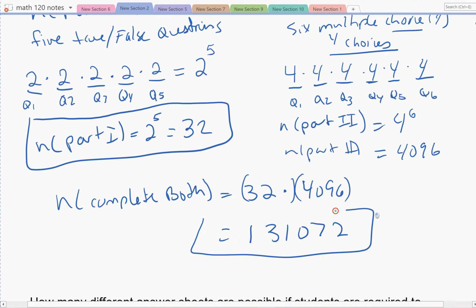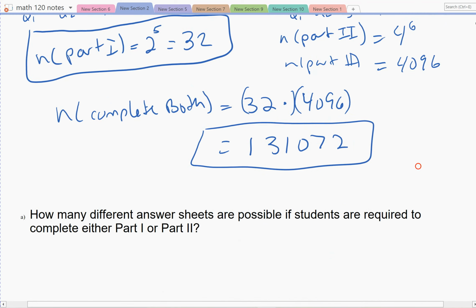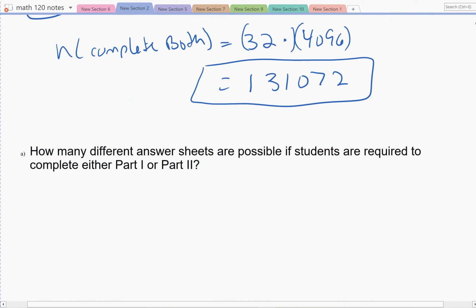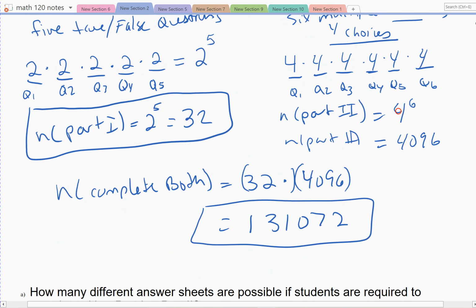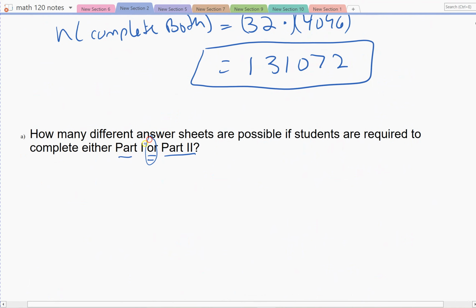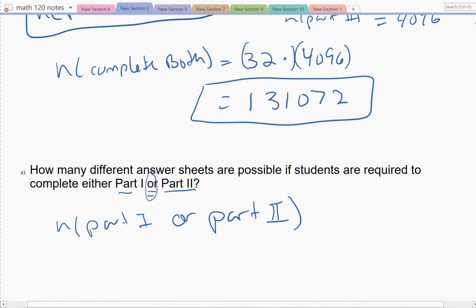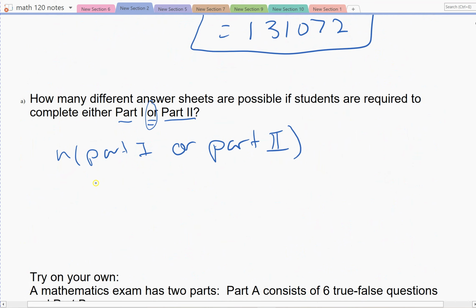Those would be the total number of outcomes if we had every single way you could answer the test questions. Now the second part: how many different answer sheets are possible if the students are required to complete either part 1 or part 2? The first one, they had to complete both parts, part 1 and part 2. This one changes one word, but one word makes a big difference. The number of ways to complete part 1 or part 2. Instead of multiplying, we're going to add.